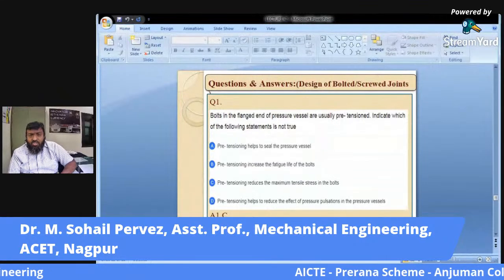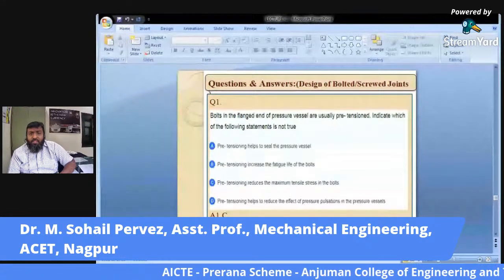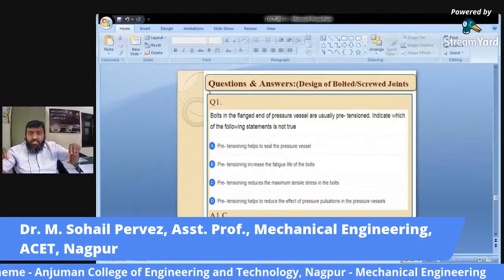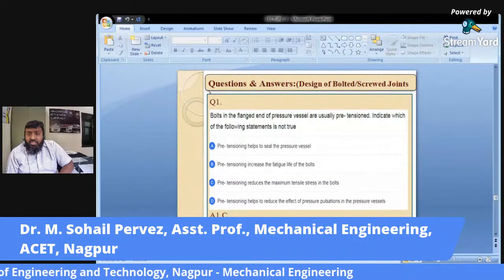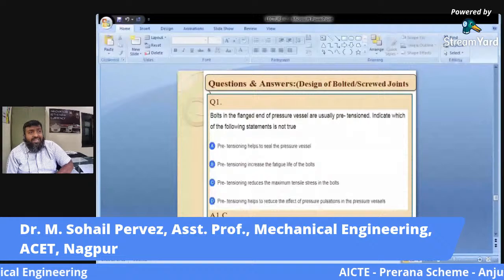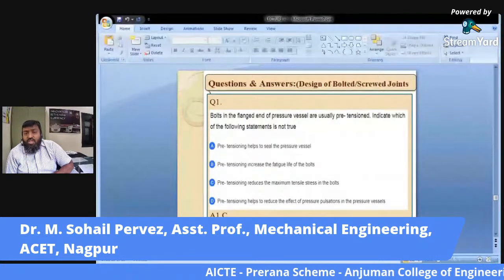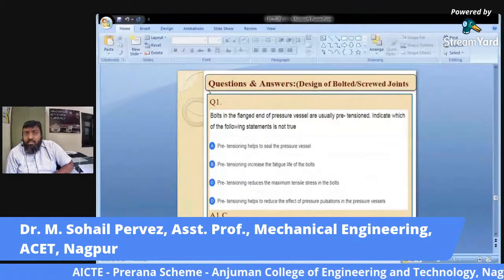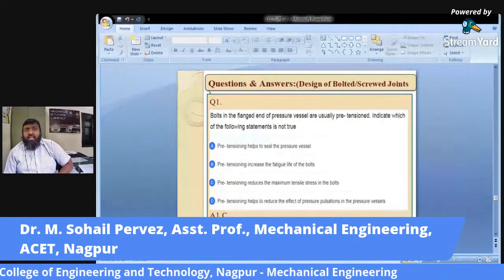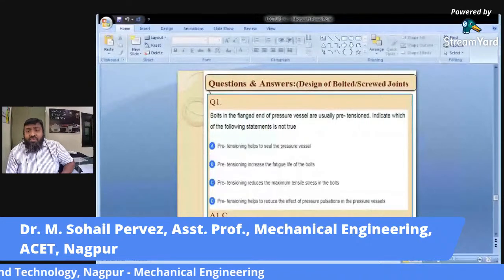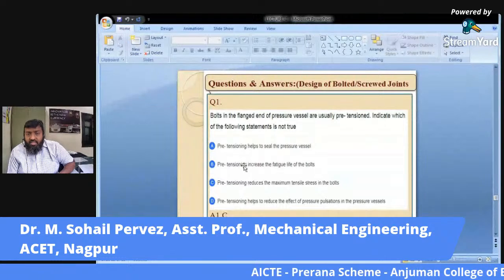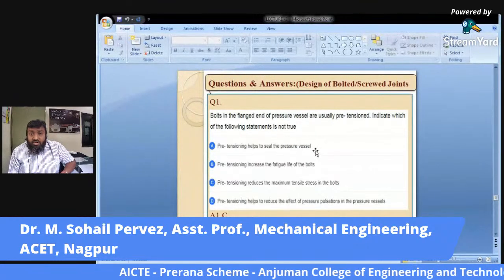So, starting with a 1 mark question. As you can see, bolts in the flanged end of a pressure vessel are usually pre-tensioned. Indicate which of the following statements is not true. As far as pre-tensioning of the bolts is concerned, it helps in improving the efficiency of the joint. A, pre-tensioning helps to seal the pressure vessel. Exactly, this is true, and we have to find out which is not true.